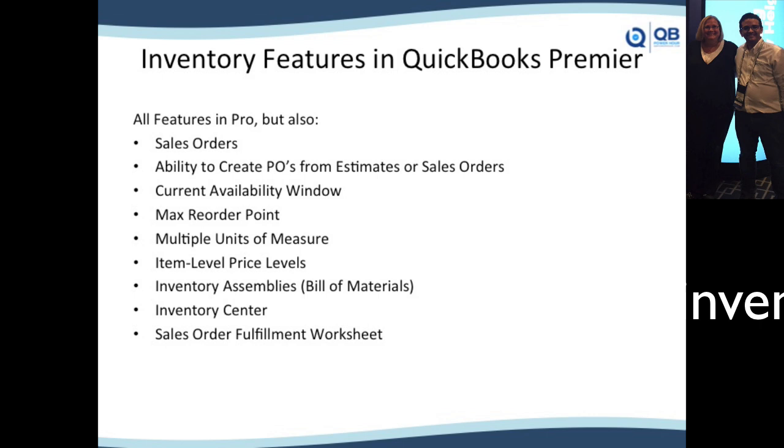The current availability window, which is about measuring what's available, including what's out in sales orders. Max reorder point, which is the cousin of minimum reorder, which allows you to have an idea of how many you want to have when you actually replenish. Multiple units of measure are huge and extremely necessary for inventory assemblies and things like that.